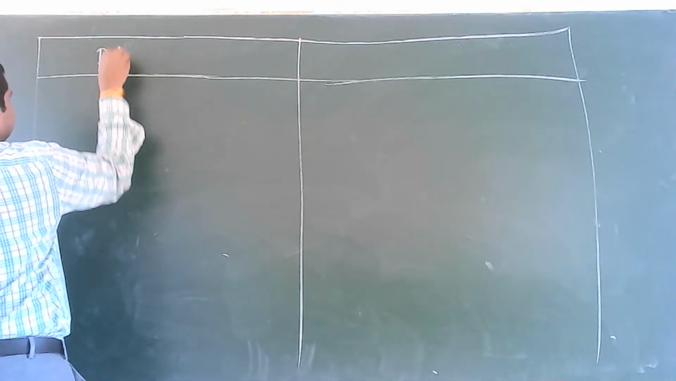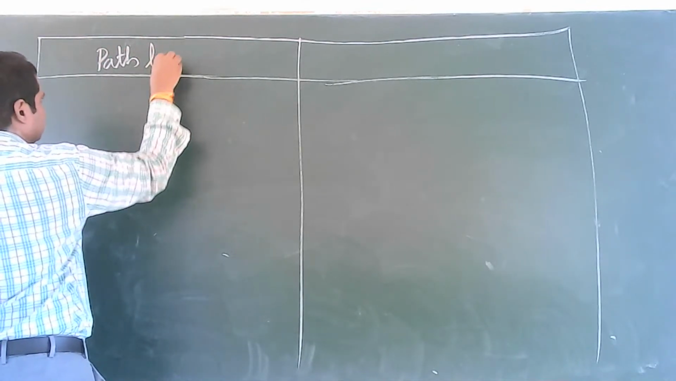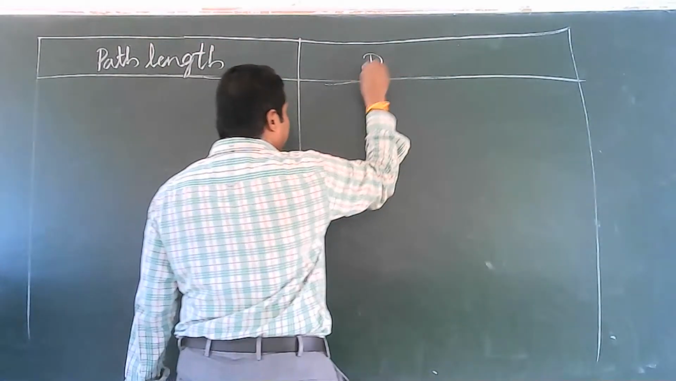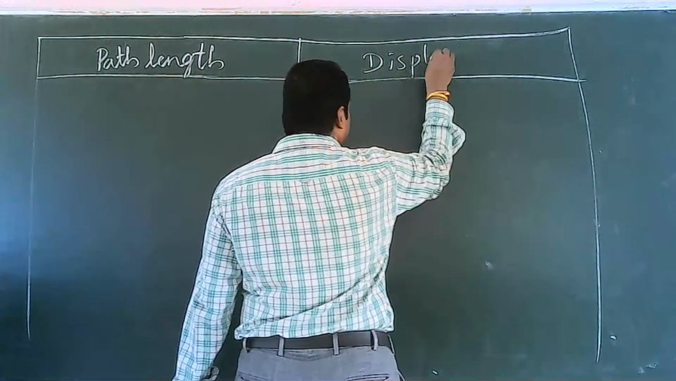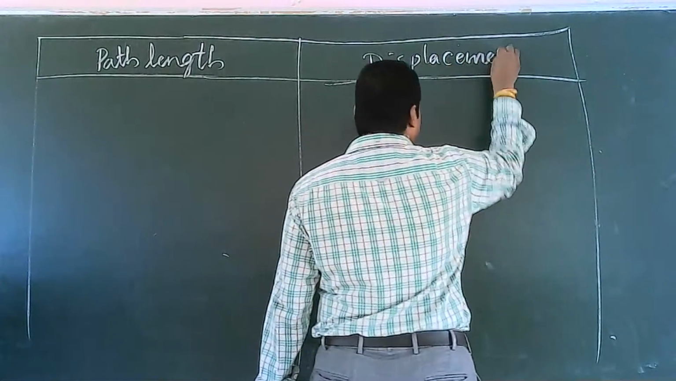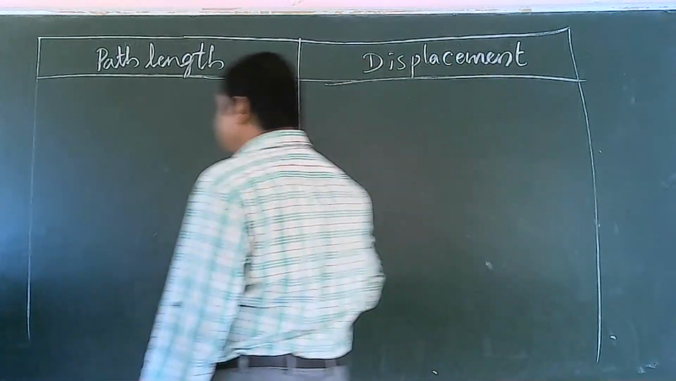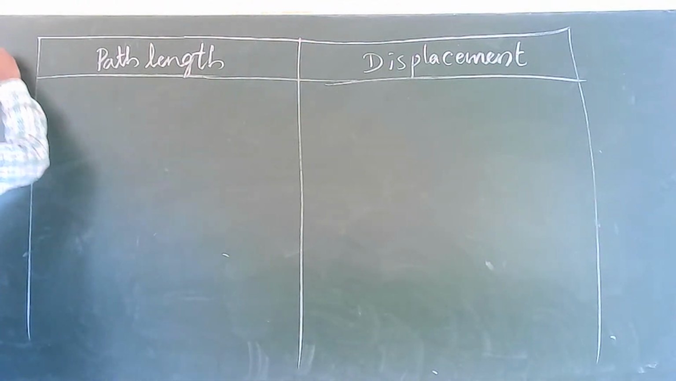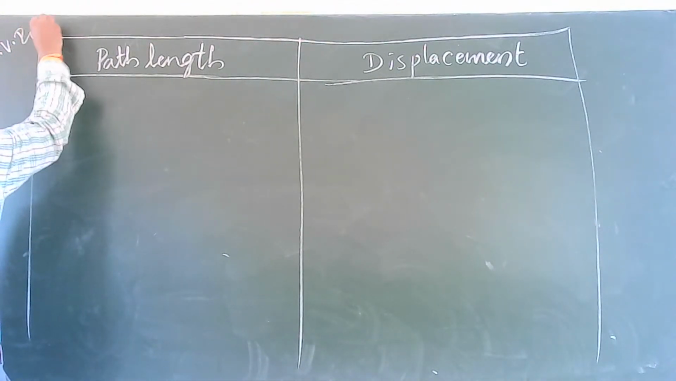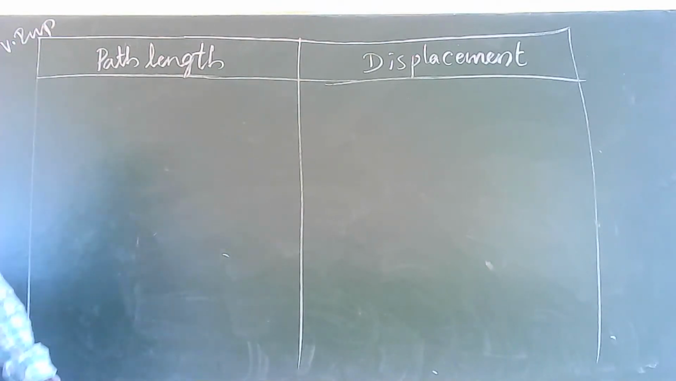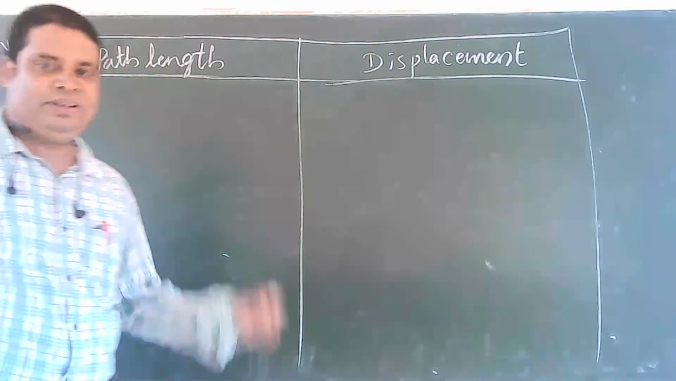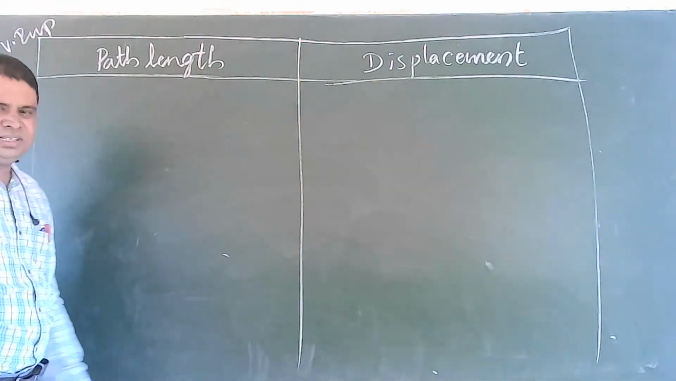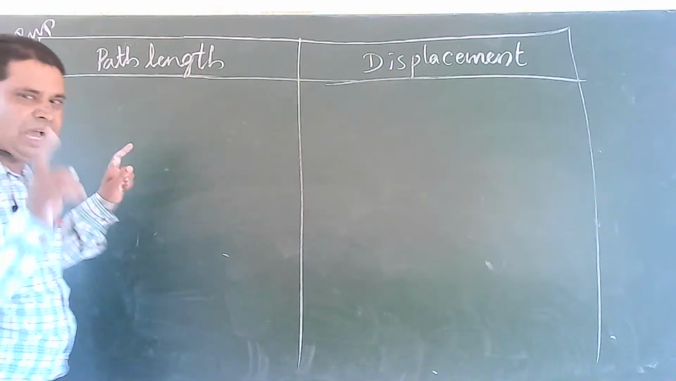I will write here path length, and here displacement. What is path length? First difference will be its definition.